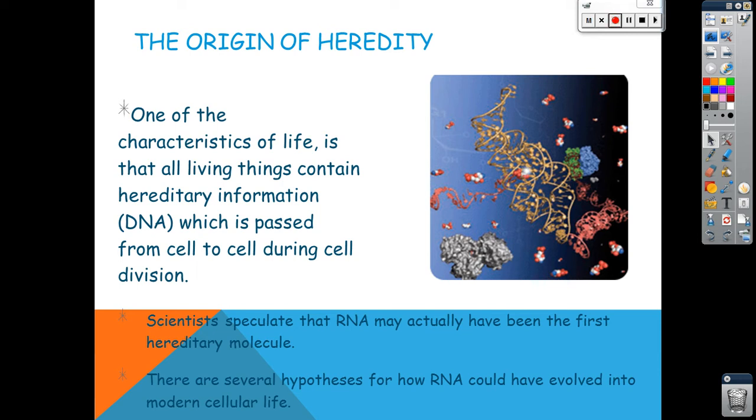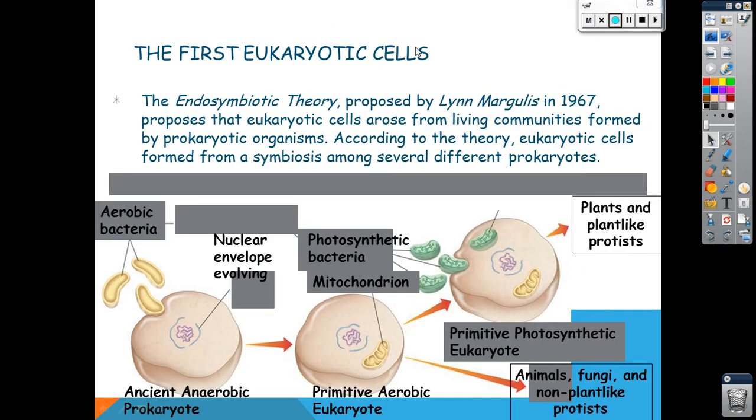Now, one of the characteristics of life is that all living things contain hereditary information. So this is where that polymerization becomes important, because this is how you pass on this genetic material from one to the other. Now, we believe that RNA may have actually been that first hereditary information to pass through. And there are several hypotheses as to how RNA could have evolved into that cell. This is what gives us our first eukaryotic cell.